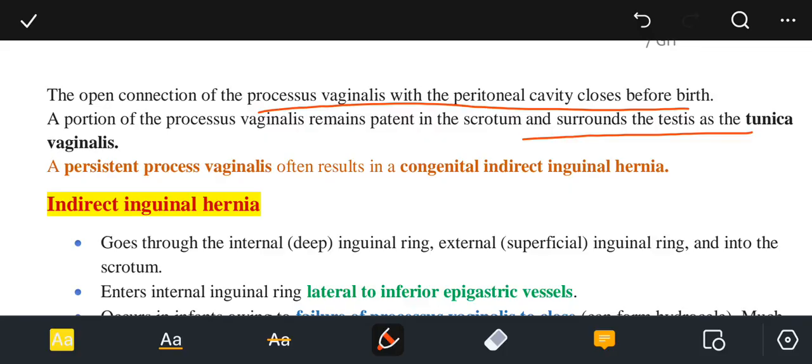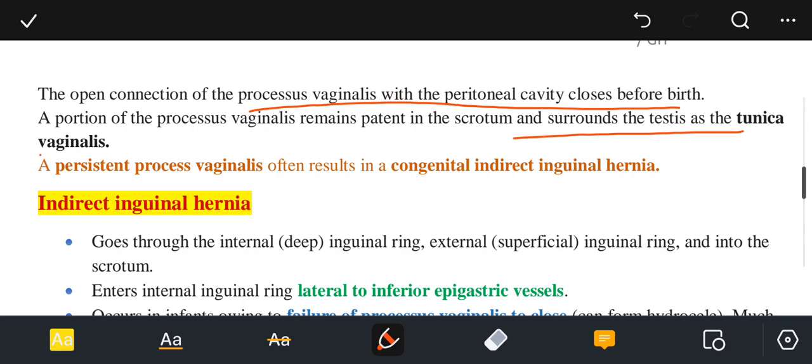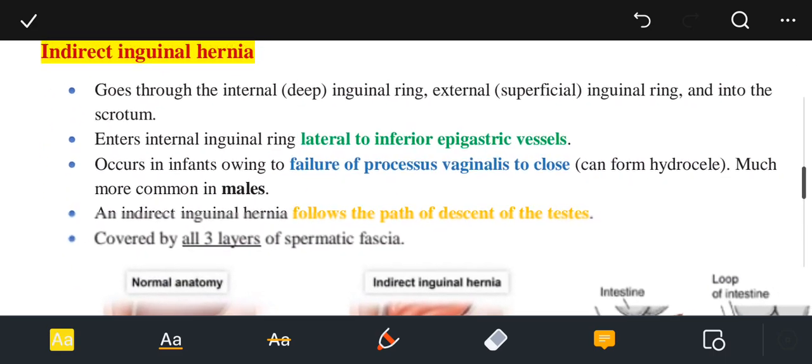If the processus vaginalis is persistent, the persistent processus vaginalis often results in a congenital indirect inguinal hernia. Now let's talk about the indirect inguinal hernia.